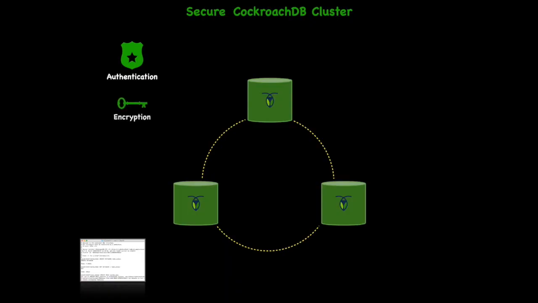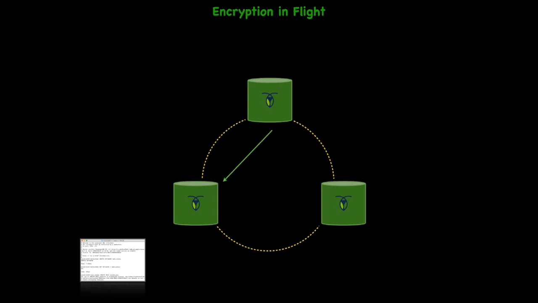Moving on to encryption. CockroachDB supports encryption in flight as well as encryption at rest. Encryption in flight is implemented by encrypting all internode and client-node network communication using shared encryption key as per the TLS 1.2 protocol. Once you set up authentication, encryption in flight is done by default.